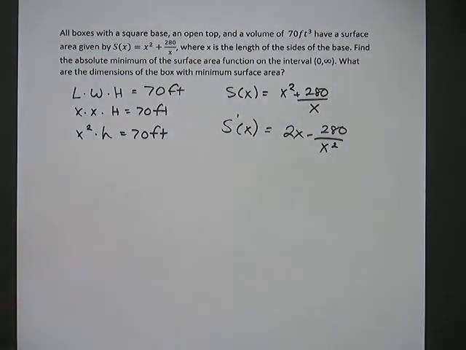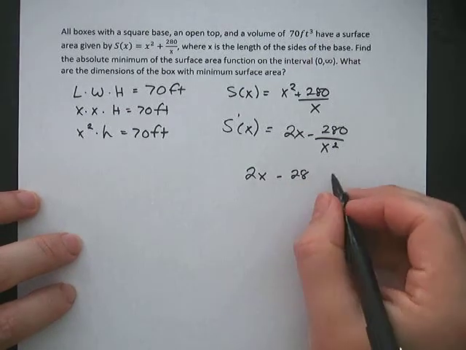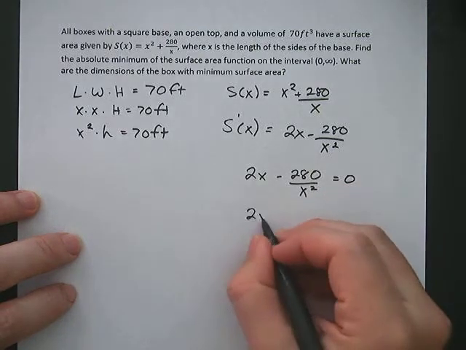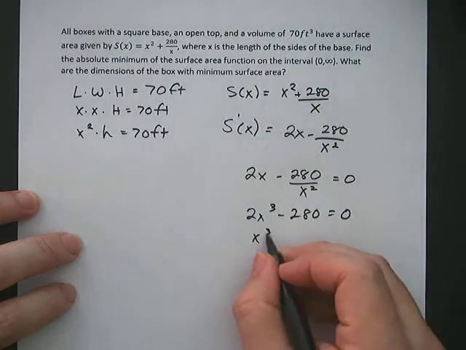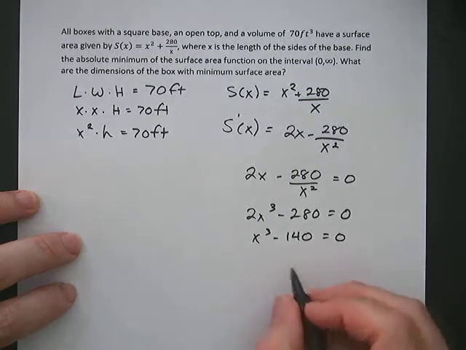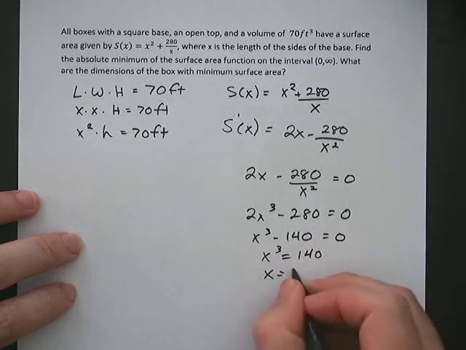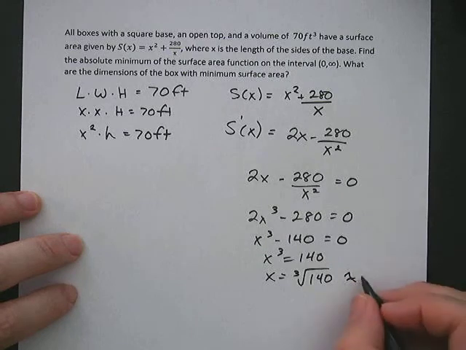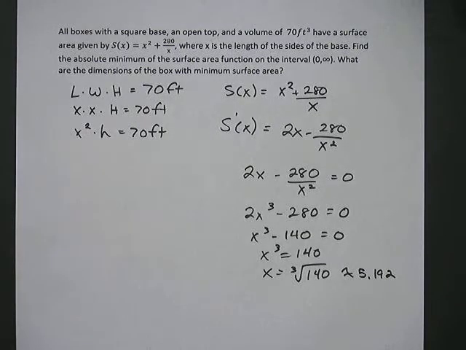To find critical numbers, we set the derivative equal to 0. So 2x minus 280 over x squared equals 0. If we multiply everything by x squared, we get 2x cubed minus 280 equals 0. Divide by 2, so x cubed minus 140 equals 0. Then x cubed equals 140, so x is equal to the cube root of 140, which is approximately 5.192. That gives us our critical number.